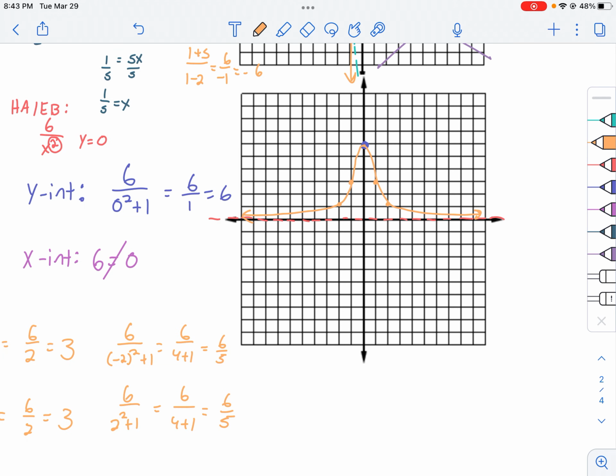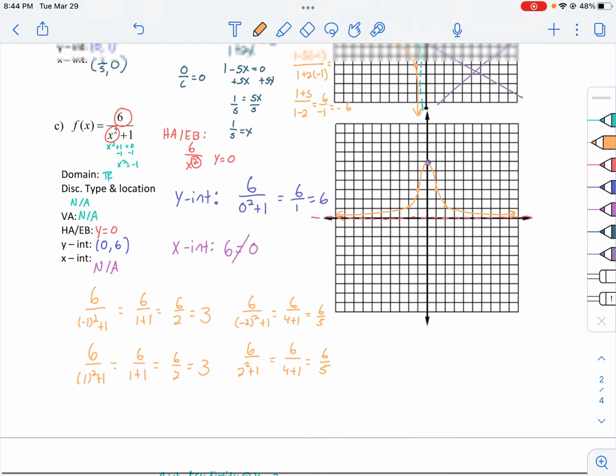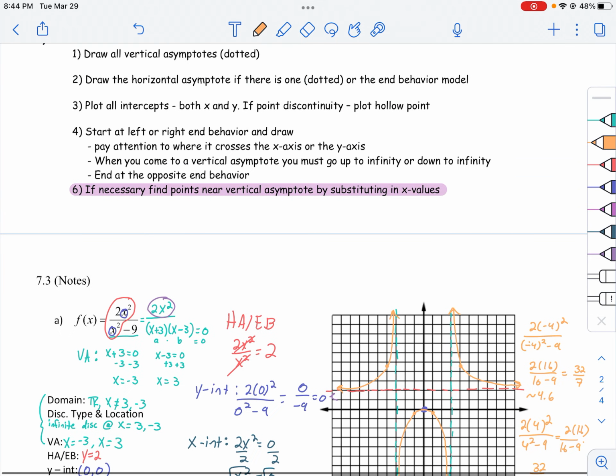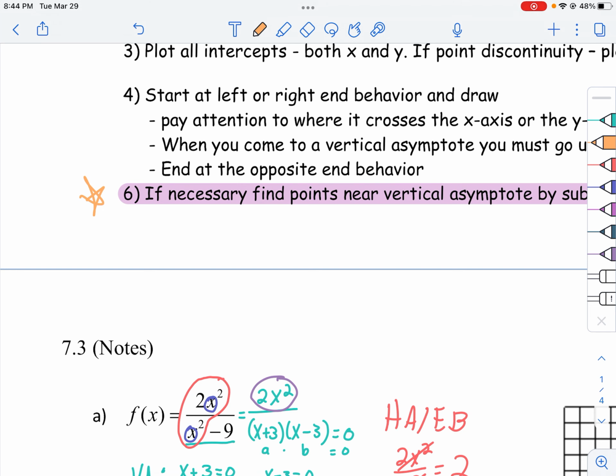And there's your graph. Again, like I said yesterday, all of these graphs look different. It's very rare to come across ones that look the same. But as long as you follow the process, you should get there, all right? And sometimes the process includes a lot of this 6th step.